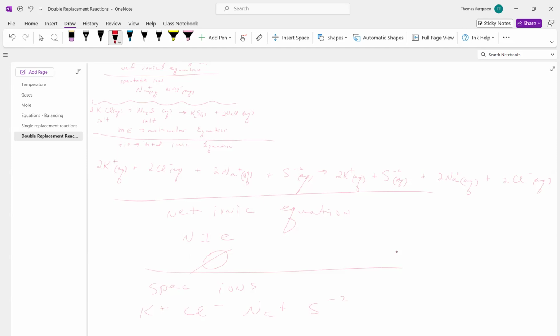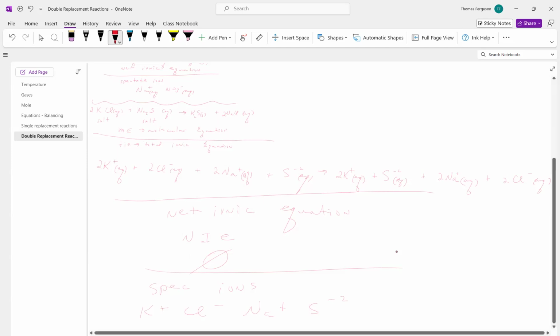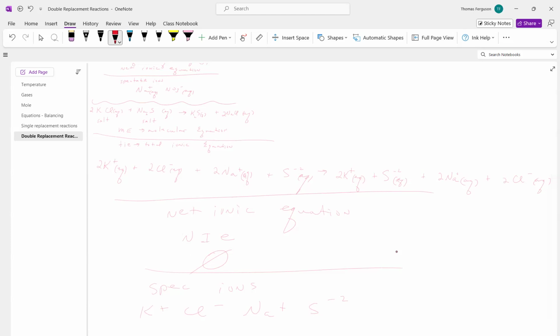Okay, so we've talked about single replacement, double replacement reactions, equation balancing, moles, Avogadro's number, and gases. Now there are two more topics for unit 3 I want to cover. One is temperature. We haven't talked about temperature. We haven't talked about gases. So today I want to finish up talking about temperature, and then tomorrow I want to talk about gases.